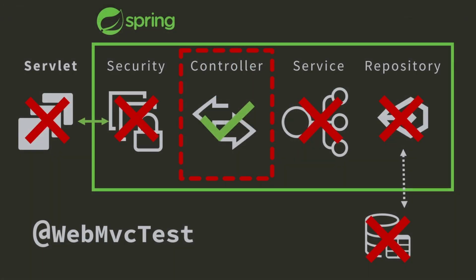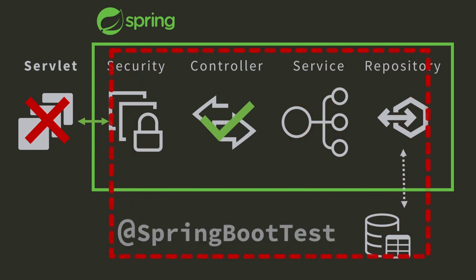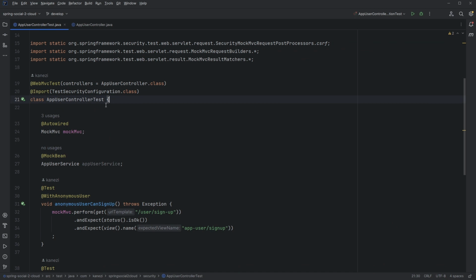Previously, we've tested our controller using @WebMvcTest. Let's create a new test that will spin up a real database and use MockMvc to test sign-up functionality. We'll use the @SpringBootTest annotation for that. Let's go back to our application. We already have AppUserControllerTest that uses the @WebMvcTest annotation. We'd like to create a new test class.